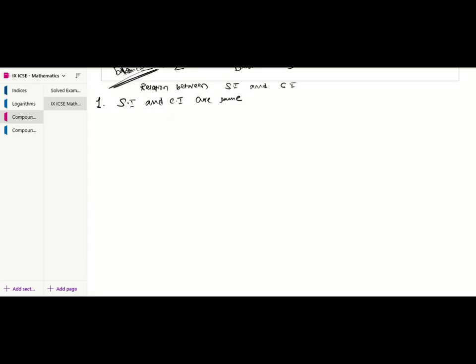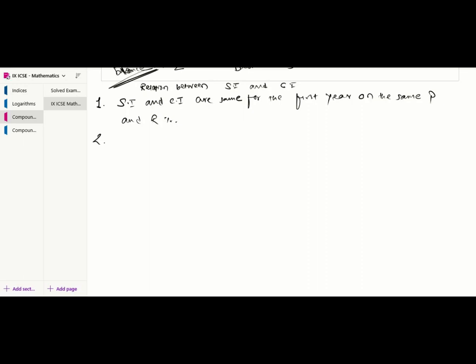Simple interest and compound interest are the same for the first year, on the same sum and at the same rate percent. On the same sum means the same principal and rate. If the principal and rate are the same, then simple interest and compound interest are the same for the first year.